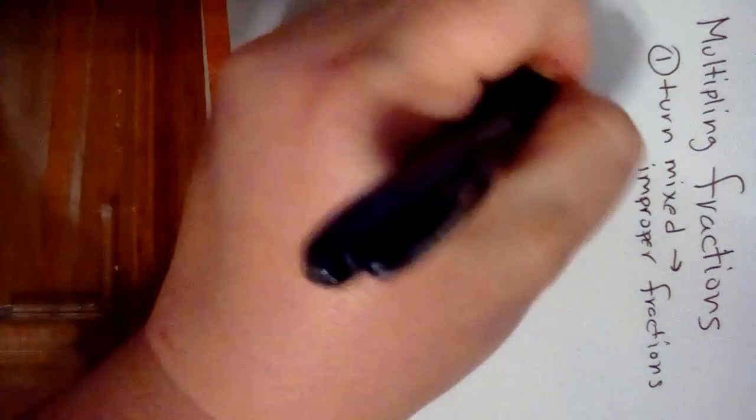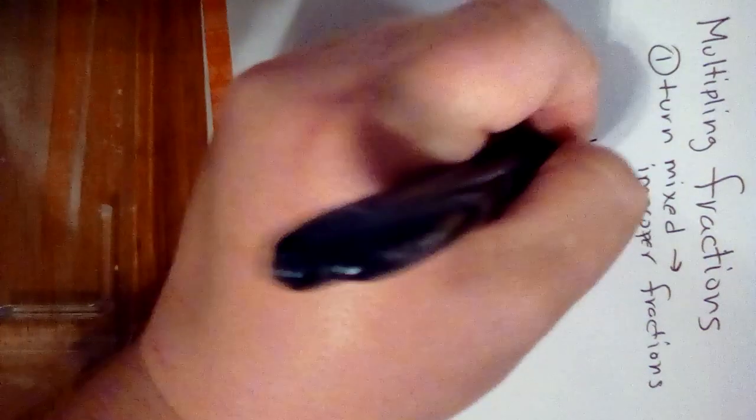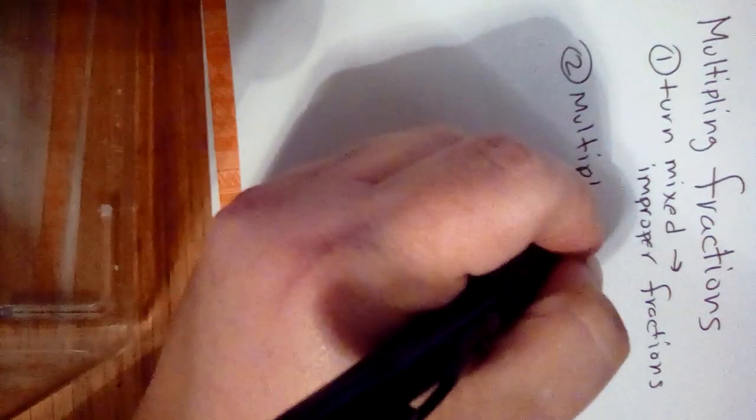These are my faves, because all we have to do is, one, turn mixed numbers into improper fractions. And then the nice thing is that we multiply across. And then we simplify.